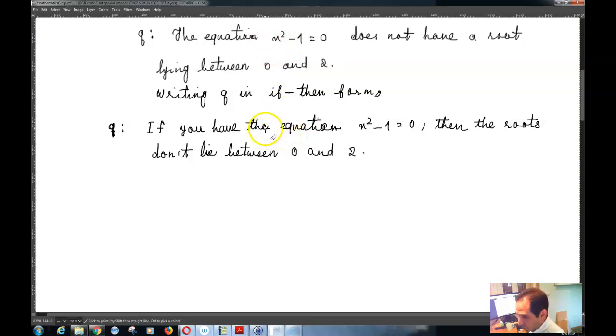Now, basically your statement is in the form "if S, then R." Let's call this part S, and let's call this part R. So now your statement is in the form if S, then R.